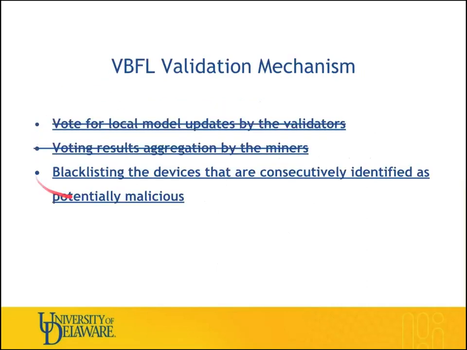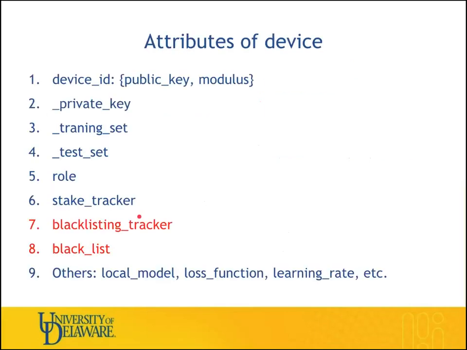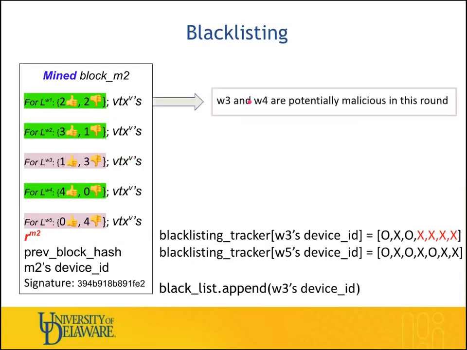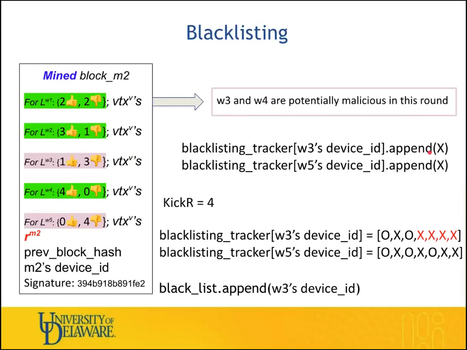Okay, lastly, let's talk about the blacklisting rule. In this step, the blacklisting tracker and blacklist will be used by each device. As LW3 and LW4 are negatively voted, so worker 3 and worker 4, this is a typo, so worker 3 and worker 5 will be treated as potentially malicious for this communication round. Devices will add an X to the corresponding device's ID in their blacklisting tracker.